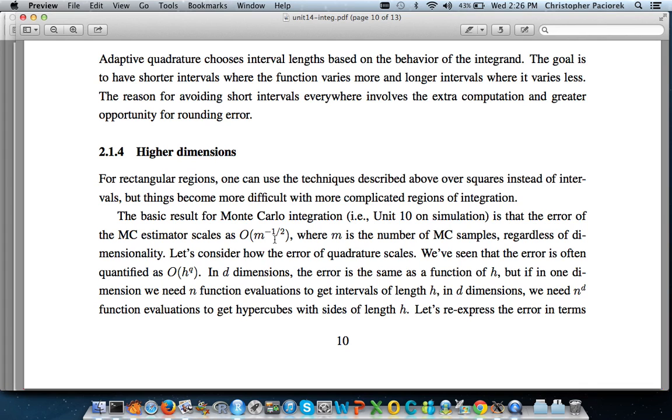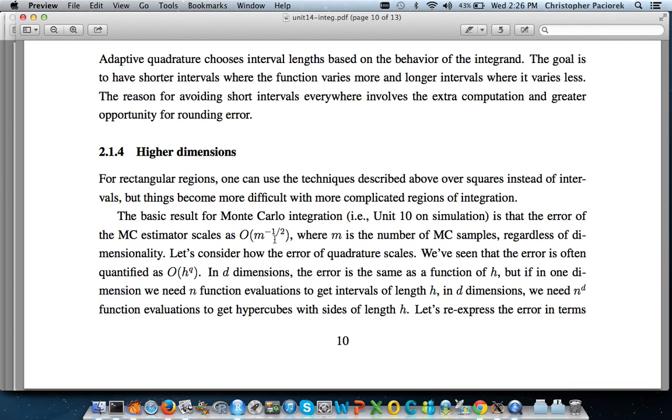So, order of m to the minus 1/2. I'm going to change this right now to n, since I threw m in here because that's what we used in the simulation unit when we were using notation, but I used n for the remainder of this. So to standardize my notation, let's assume we were using n to denote the number of samples that we took from the density. So this is order of n to the minus 1/2.